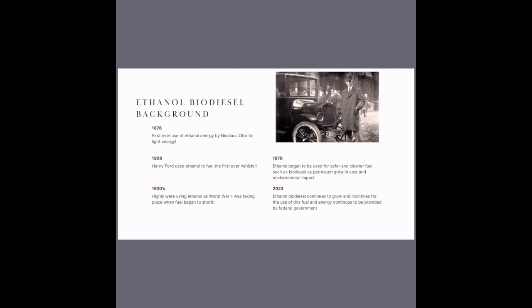On the first slide, we have ethanol biodiesel background. In 1876, ethanol energy was used for the first time. In 1908, Henry Ford used this to power the first ever vehicle. In the 1920s, there was a fuel shortage because of World War II, so we started to use ethanol. In the 1970s, ethanol began to be used as a safer and cleaner fuel option compared to petroleum. And in 2023, we are still growing and providing incentives for this fuel and energy resource.